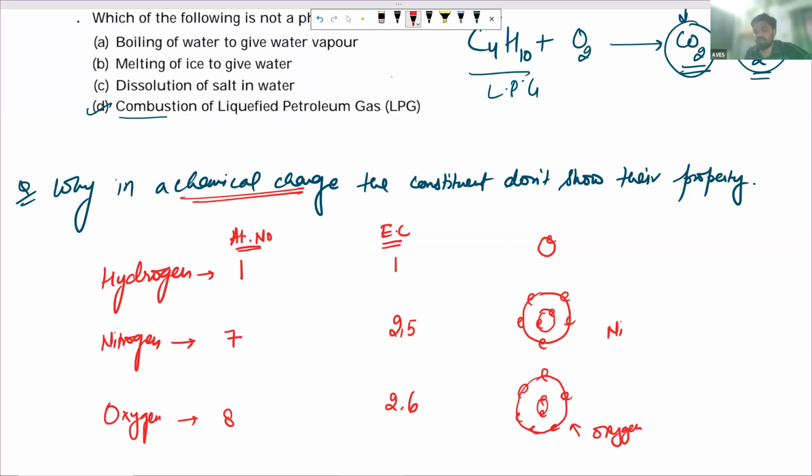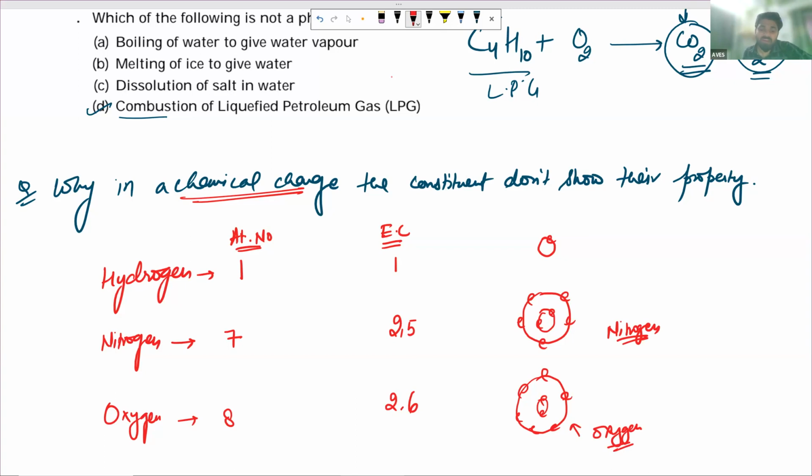Now you know that nitrogen is 78% of the atmosphere, and you cannot inhale nitrogen. If you are given a nitrogen cylinder, you cannot utilize it as a lifeline gas. Oxygen is the lifeline gas, but nitrogen is not. You cannot survive without oxygen.